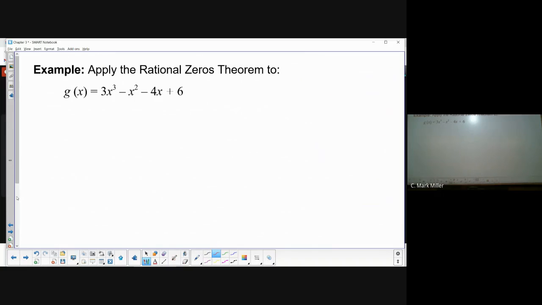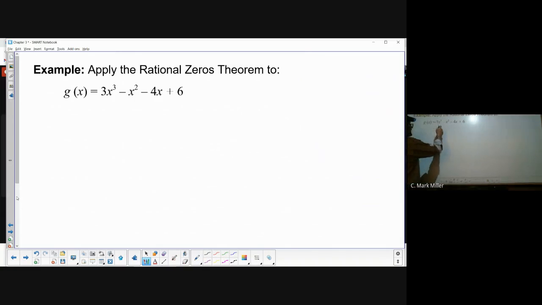Let's do one. Apply the rational zeros theorem to this. Now, what is this supposed to produce? A list of possible rational roots.